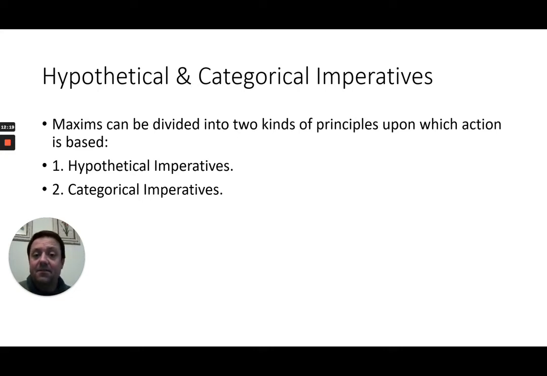So the end would be the obtaining of chocolate, and the means would be the going to the shop to get it. Again, with Kant's money example, the end would be the acquisition of money, and the means would be asking to borrow it with no intention of paying it back. All right, so that's a hypothetical imperative. It's a means to end imperative.